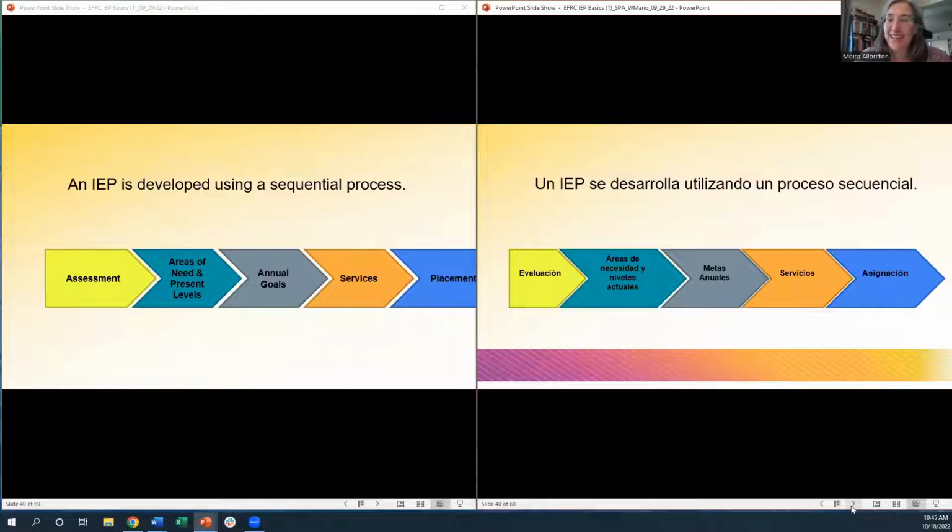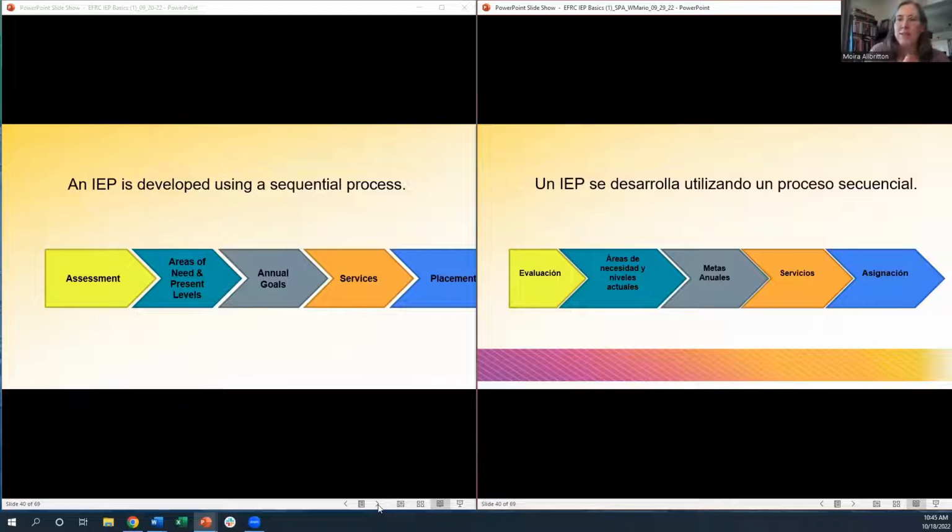Okay. And so if there's only one thing you remember from this whole training, I hope you'll remember this slide. The IEP is developed using a sequential process. No matter what the timing or the reason for the IEP, the decision-making should reflect this process. And this is an evidence, data-driven kind of process. This is not high school debate team. This is not based on how well you argue.